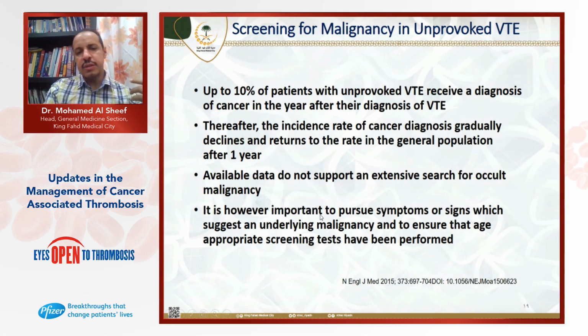So what's the available data? There is extensive data. This topic deserves one talk or webinar, so I will summarize it. The available data don't support an extensive search for occult malignancy. However, it's important to pursue symptoms or signs which suggest an underlying malignancy and to ensure that age-appropriate screening tests have been performed. For example, for a female patient, age and gender-appropriate screening is a mammogram or breast ultrasound. For a male, for example, you screen with colonoscopy. So age-appropriate cancer screening is important.